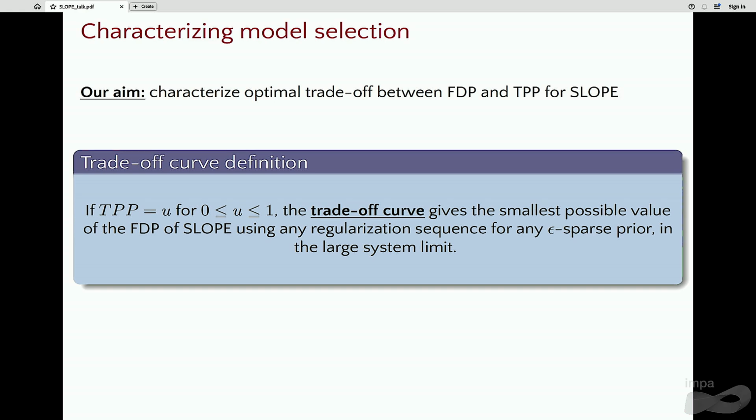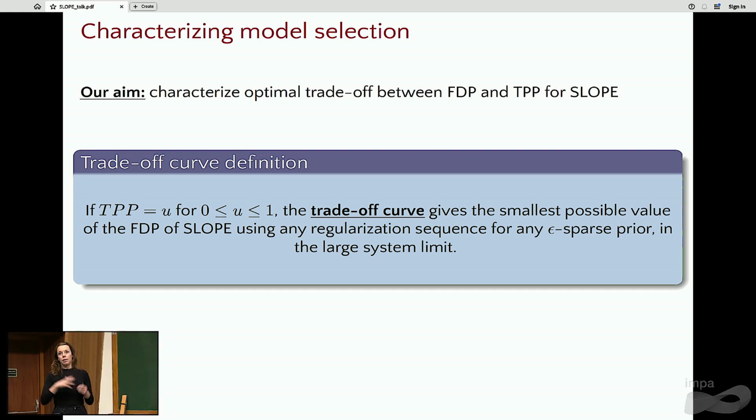We want to characterize the following trade-off curve, as I'll call it. For every possible value of TPP, if I look at true positive proportion between 0 and 1, for any fixed value of that, I want to find the smallest possible value of the FDP that SLOPE can provide if I optimize over any regularization sequence. So I find the best lambda sequence. And also I'm going to optimize over any epsilon sparse prior.